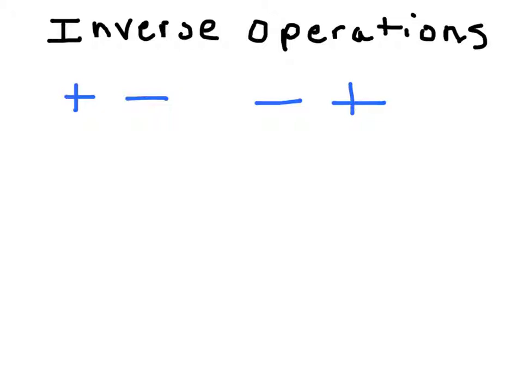Now you can kind of see where this is going with multiplication. The inverse operation, or opposite operation, of multiplication is division, and vice versa. The opposite or inverse operation of division is multiplication. So as we're going through these examples, we want to keep this in mind.